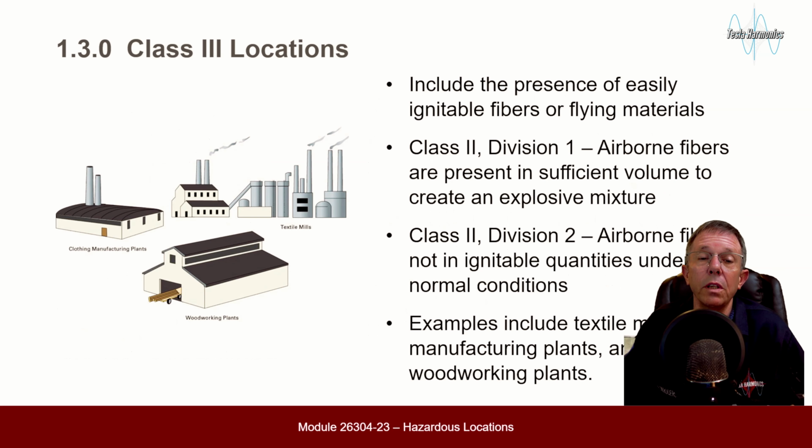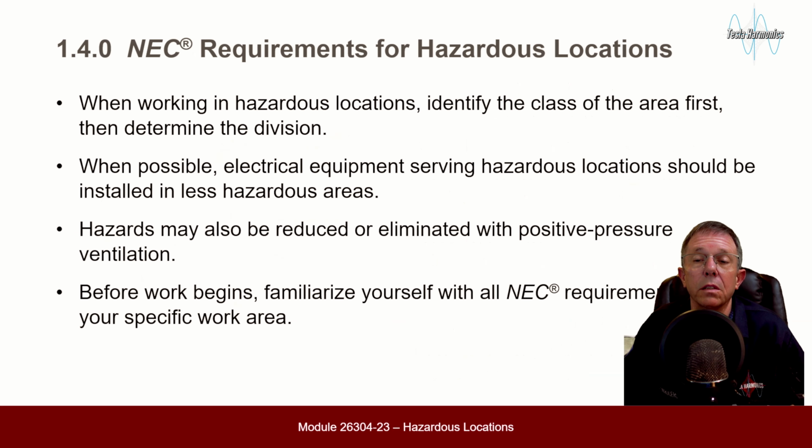Class 3 locations include the presence of easily ignitable fibers or flying materials. Class 2 Division 1: airborne fibers are present in sufficient volumes to create an explosive mixture. Class 2 Division 2: airborne fibers not in ignitable quantities under normal conditions. Examples include textile mills, clothing manufacturing plants, and woodworking plants.